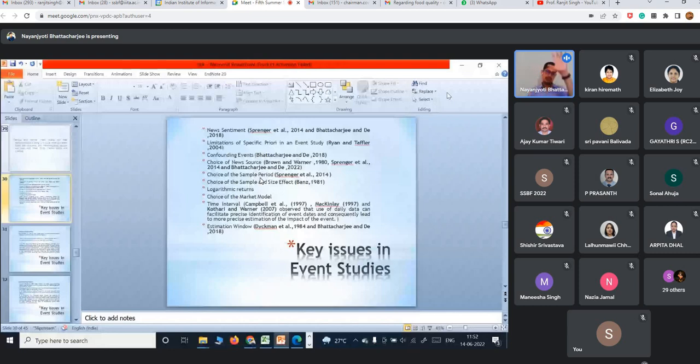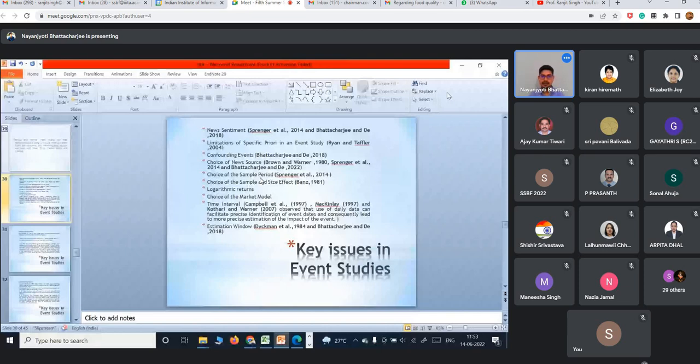So these are the key issues in event studies, and we have tried to come up with some practical guide, or some approaches that we can adopt for doing reliable event studies guided by extant literature available on the subject.